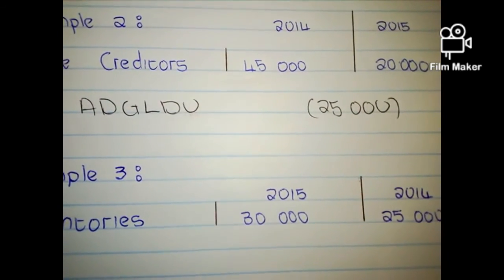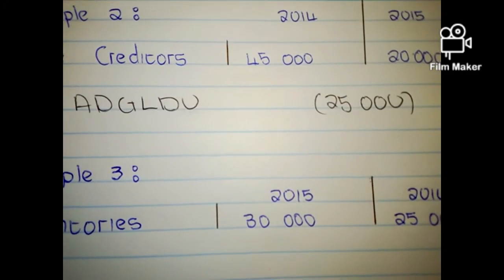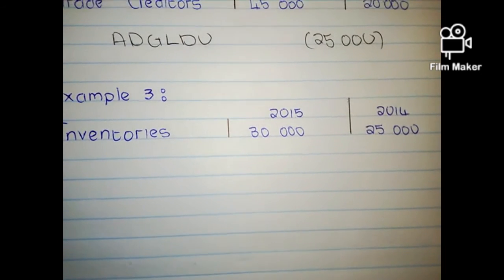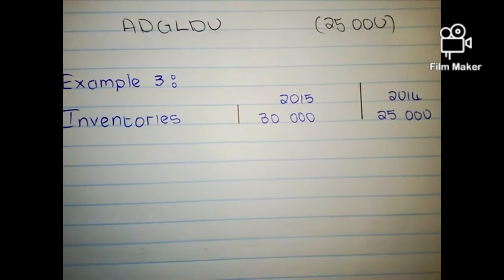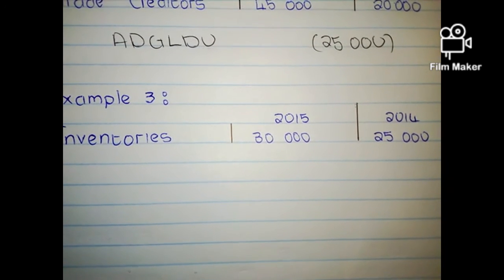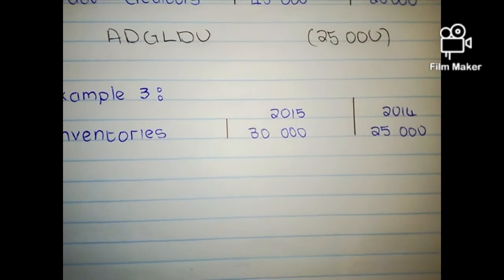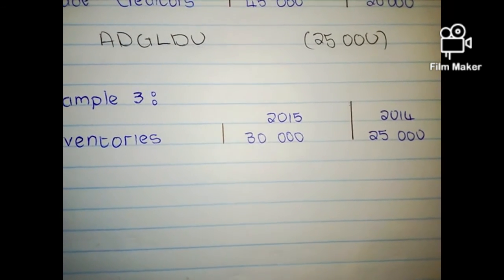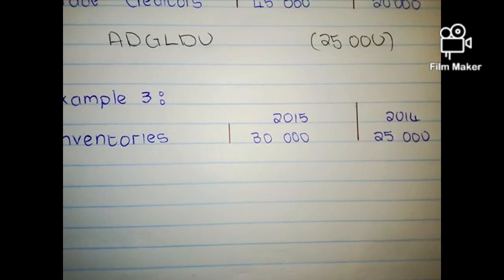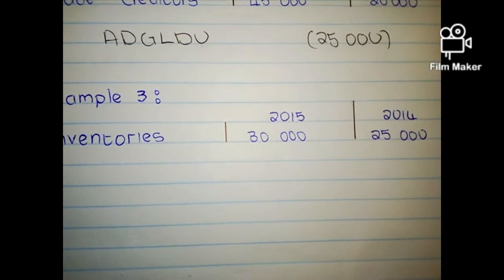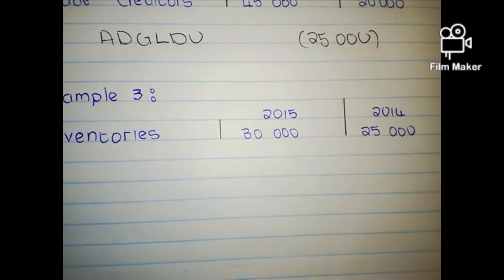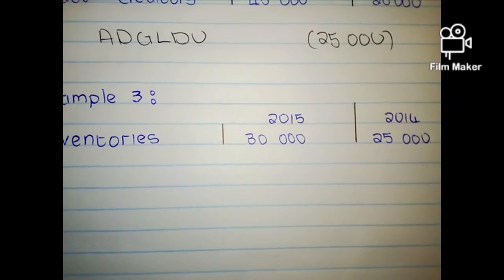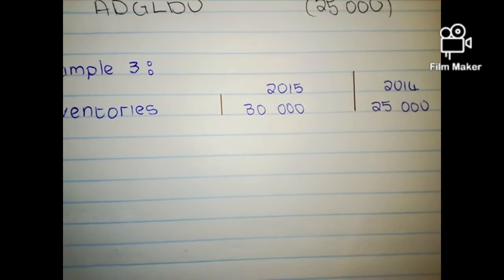As we say, every time we're dealing with a utilized amount, it is always wise to bracket it to show that it has a negative effect and that there's an outflow of cash in the business. Going over to our third example, inventories. I'm given the information that my inventories in 2015 were 30,000, but in 2014 they were 25,000. Guys, I'm just going to give you a couple of seconds to answer this question, and then I can carry on.